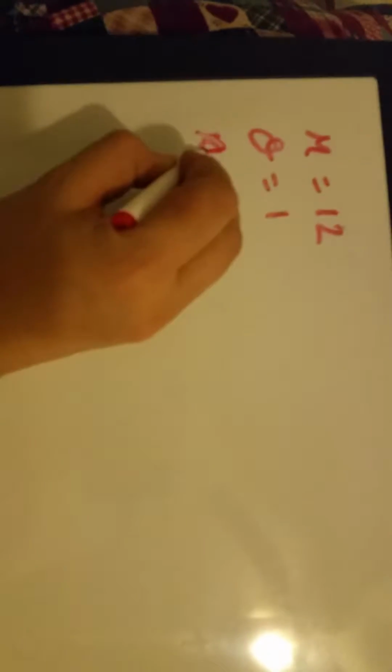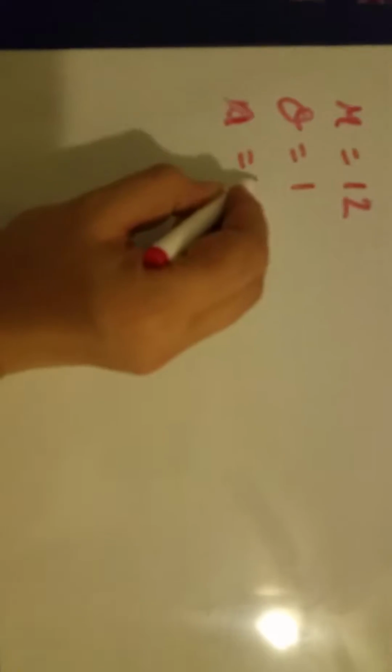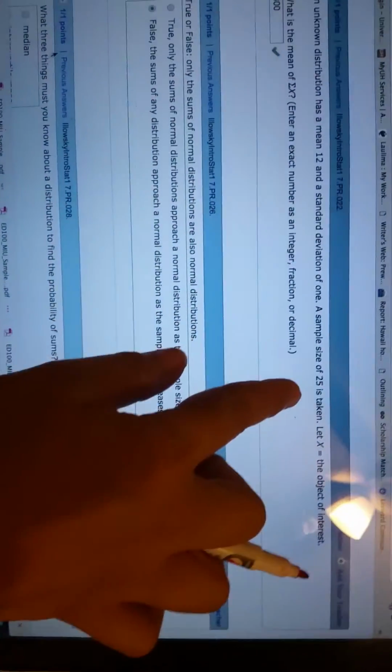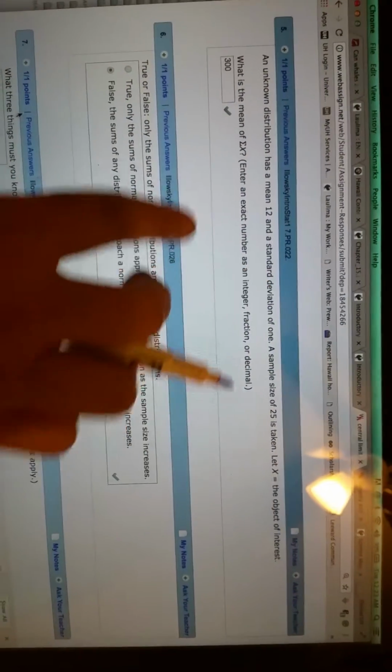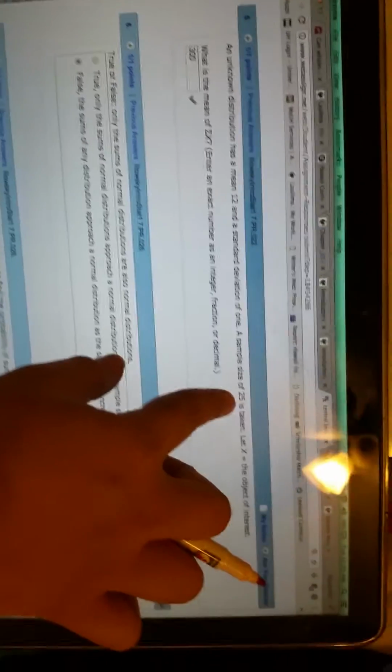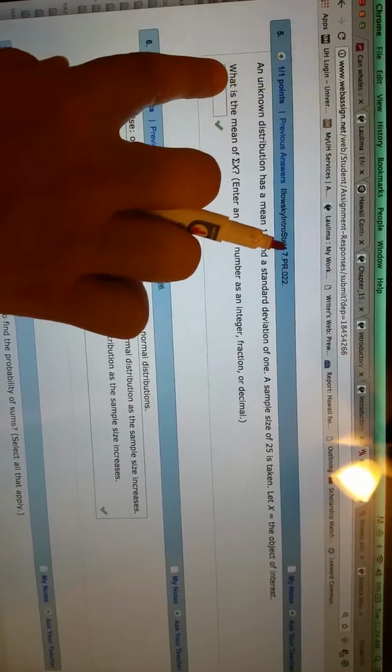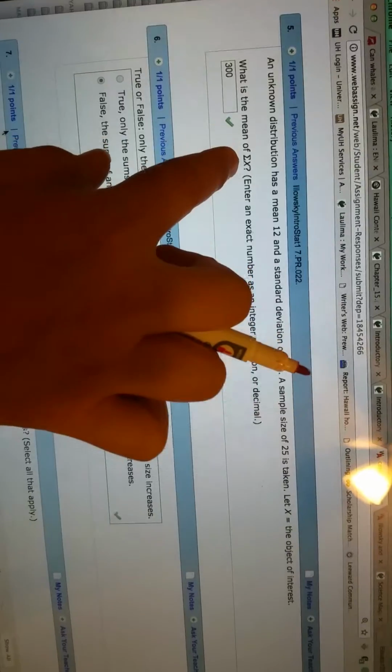Sample size, you can put X, you can put N. I'm putting 25. I'll just put N because it just tells me the count. Let X equal the object of interest, which means that sample size could mean X, but I'm not putting it. Anyway, what is the mean of the sum of X? What is the mean of it? So the way we're going to figure this out is, let me move.